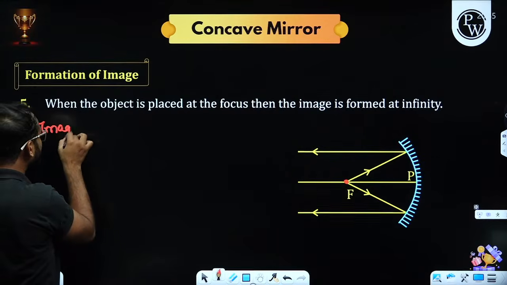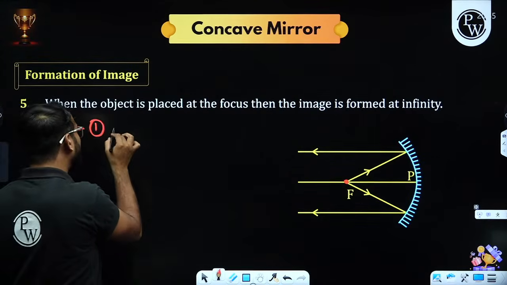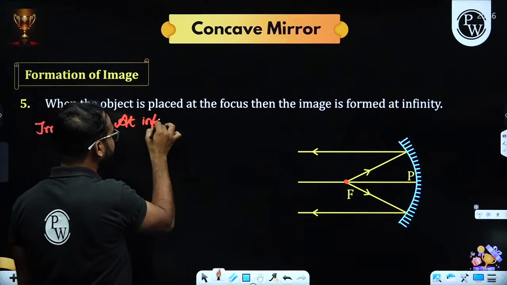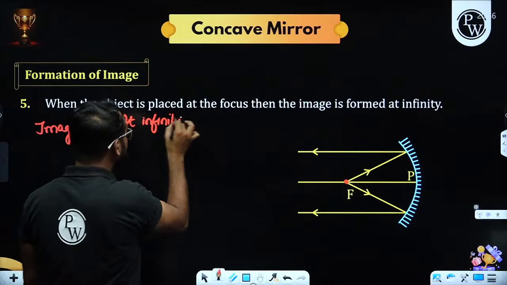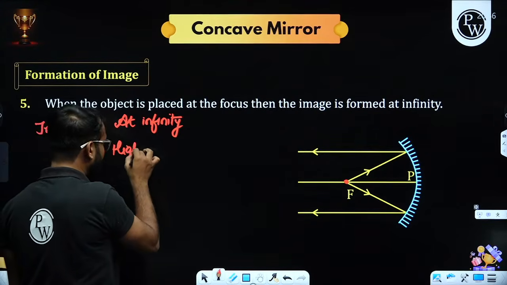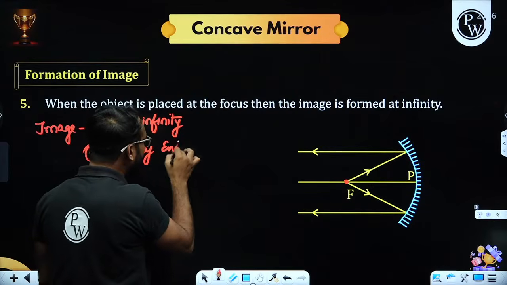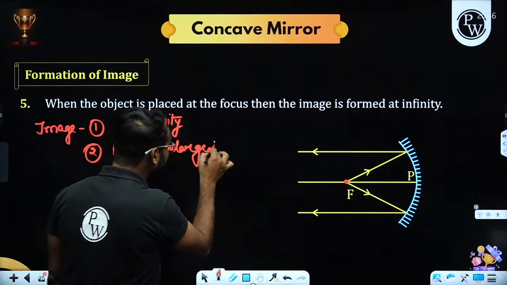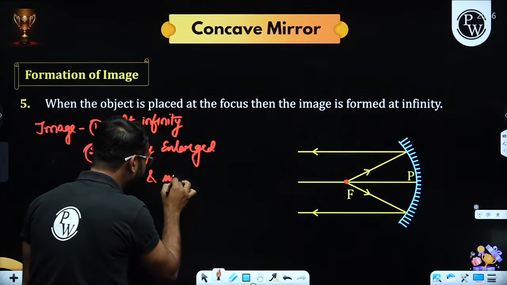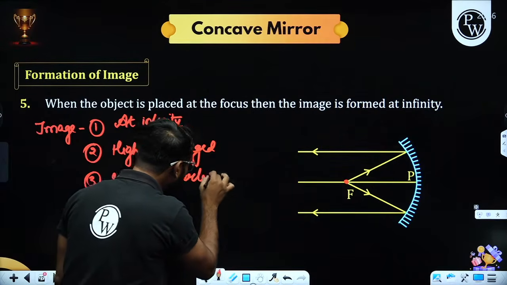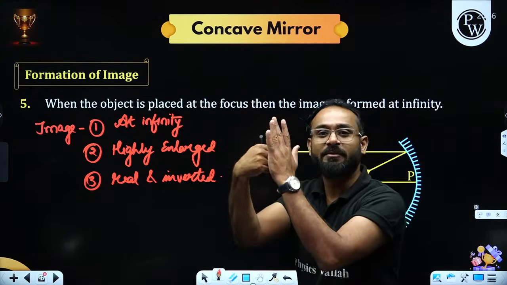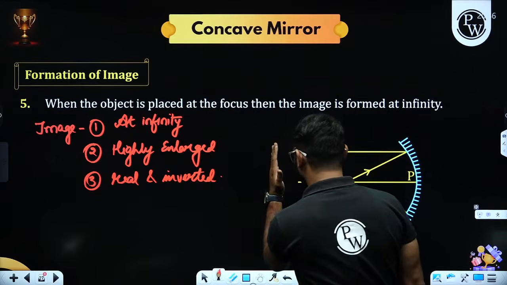Yes, this is what we are going to write in the formation of image. So image over here, case number 1, it will be meeting at infinity. Second, it will be highly enlarged. Third, the nature will be real and inverted, because a screen would be required finally so that you would be able to get the image of that.